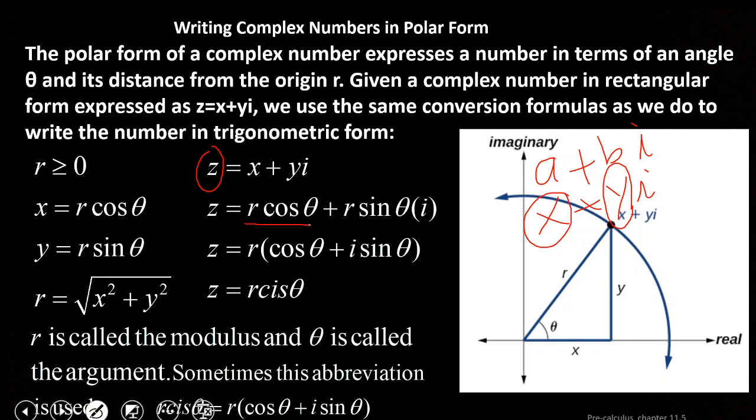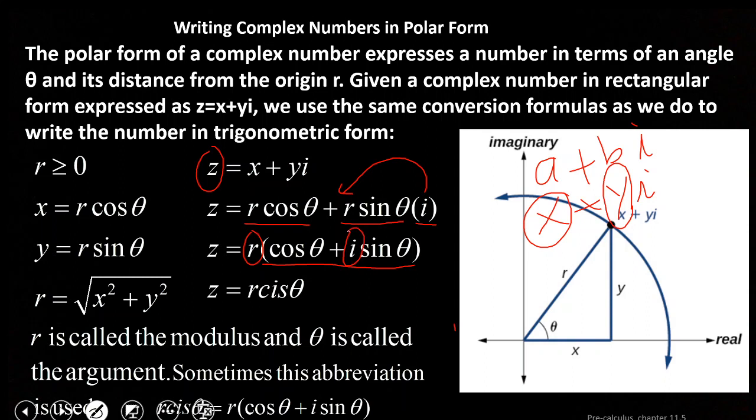So x is r cosine theta, y is r sine theta, and then times i. So bring this i here before the sine, and then take the r out, factor it. Then we get z equals r (cosine theta plus i sine theta). That's the polar form of a complex number. So a complex number can be written in polar form. It's very similar to converting rectangular to polar, except for this i here, right?